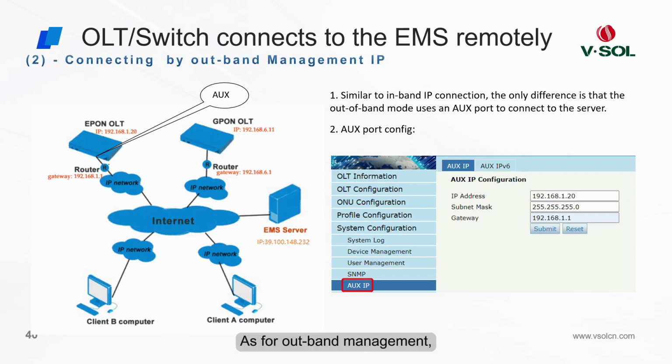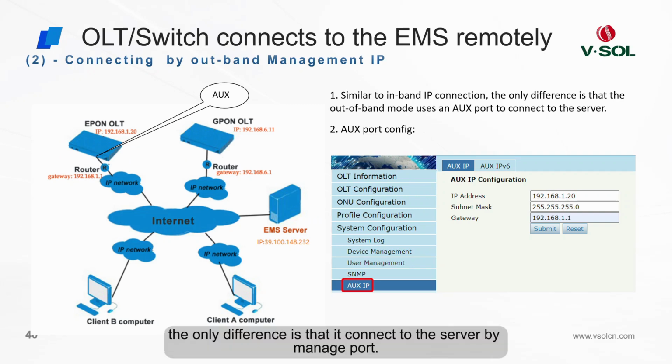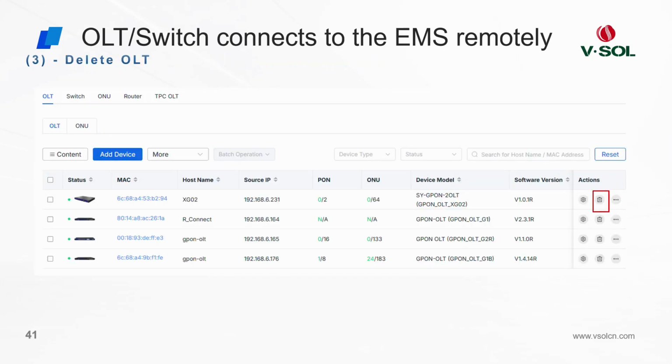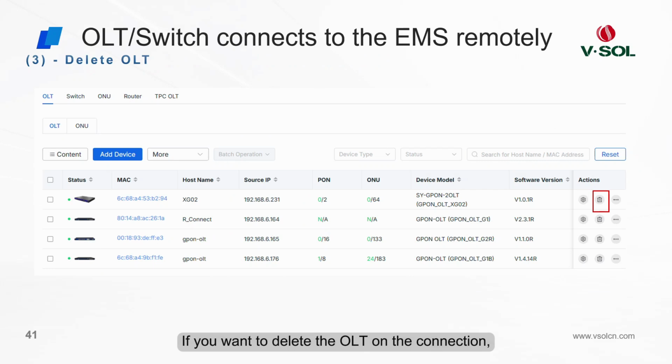As for out-band management, it is very similar to in-band management. The only difference is that it connects to the server by the manage port. If you want to delete the OLT on the connection, there is a delete button in the operation list. You can click on it. However, if the link is normal, the OLT still reconnects automatically.